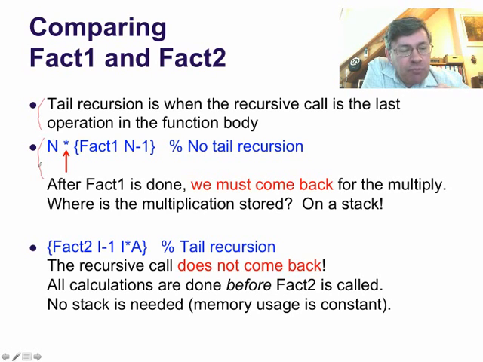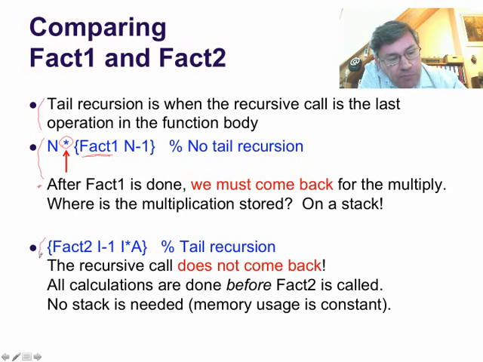In fact1, in the function body, we have n times fact1 of n minus 1. Notice that after fact1 has finished its calculation, it has to come back to do this multiplication operation. Which means that during the calculation of fact1, the multiplication has to be stored somewhere in memory. The system has to remember that it has to do it. And where is it stored? In fact, it's going to be stored on a stack. And we'll see why, because many multiplications will have to be stored.